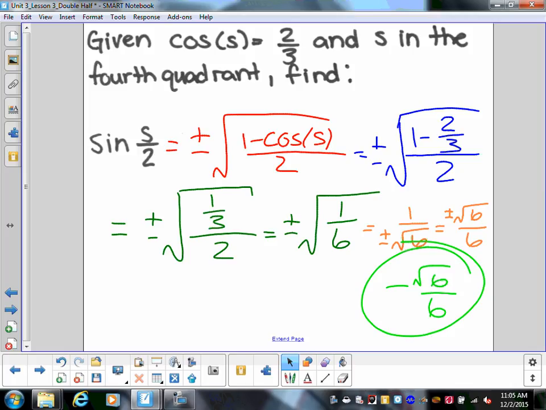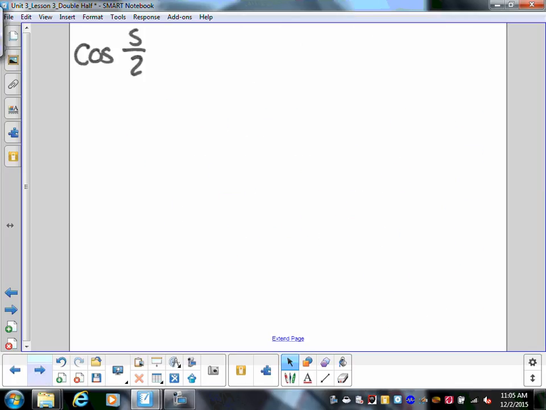Okay, so everybody listen. Cosine is still 2 over 3, and it's still in the fourth quadrant. I'll say that one more time. Cosine is still 2 over 3, and angle S is still in the fourth quadrant. Find cosine of S over 2.